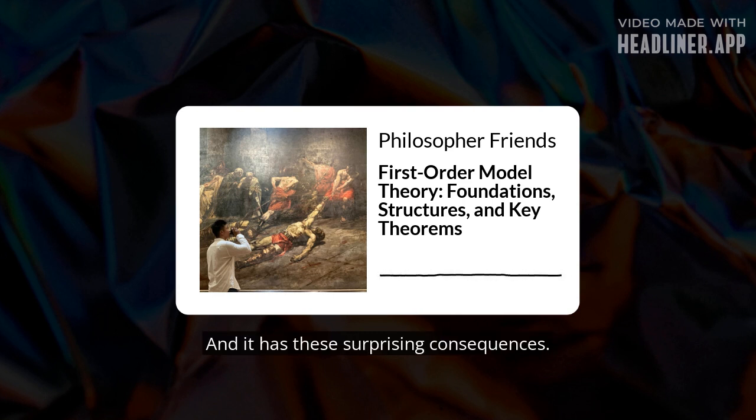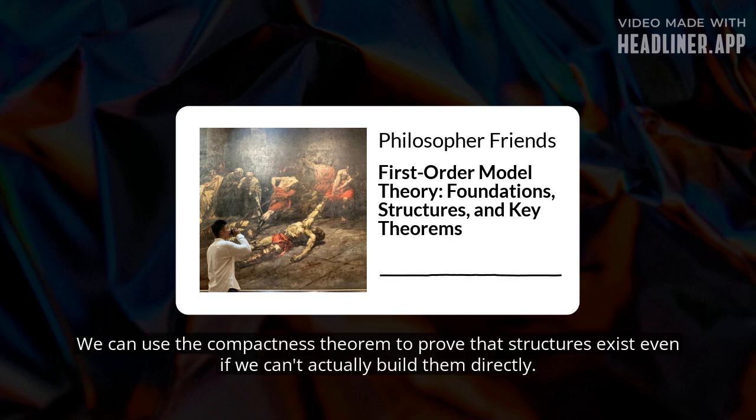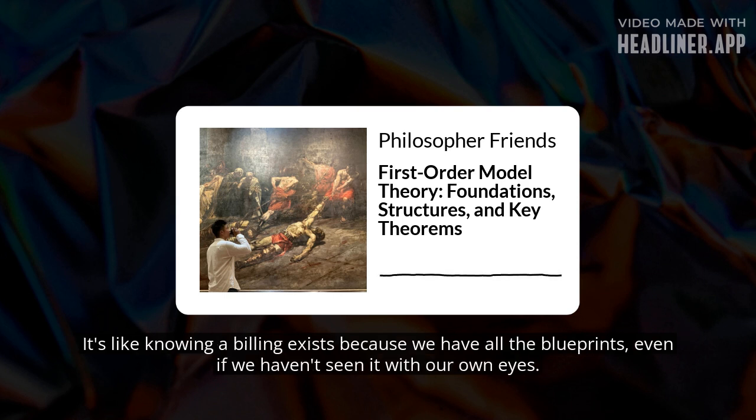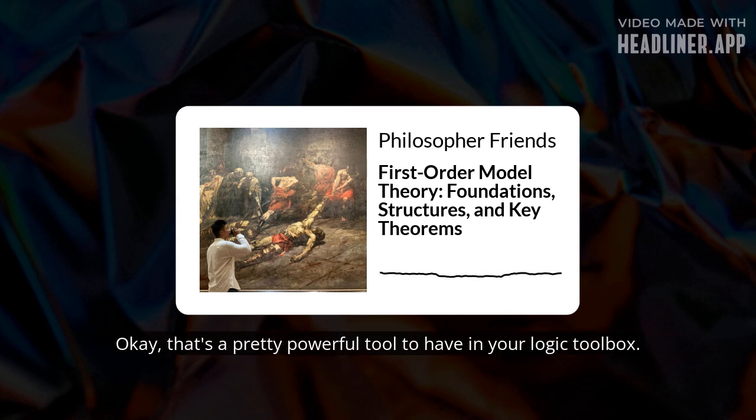Exactly. And it has these surprising consequences. We can use the compactness theorem to prove that structures exist, even if we can't actually build them directly. It's like knowing a building exists because we have all the blueprints, even if we haven't seen it with our own eyes. Okay, that's a pretty powerful tool to have in your logic toolbox. What's next?